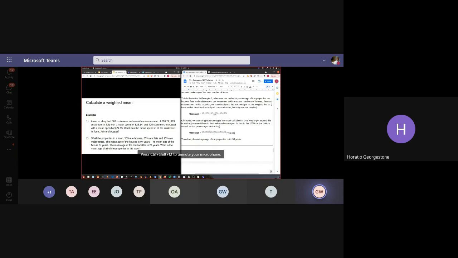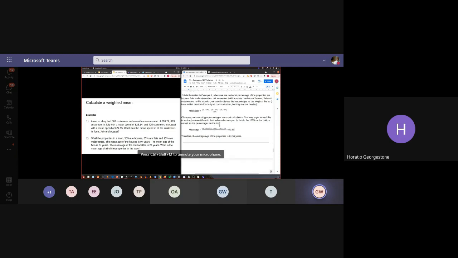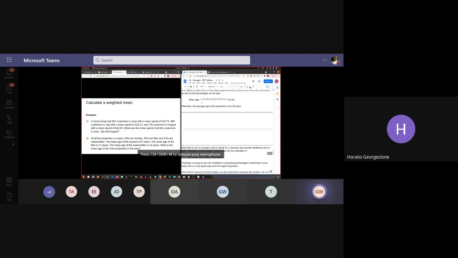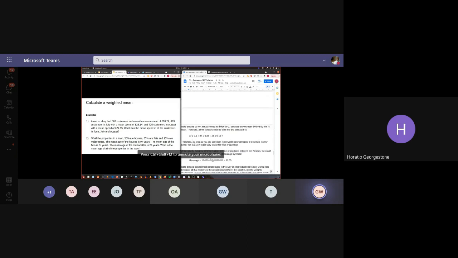And that gives us a mean age of 61.55. Now, we don't actually need to divide by 1, because dividing something by 1 just gives itself. So we could actually just type this into the calculator like so. And we also don't need any brackets within this line, because the multiplications will be done before the additions. So this would actually be a really quick way to do this type of weighted mean question.